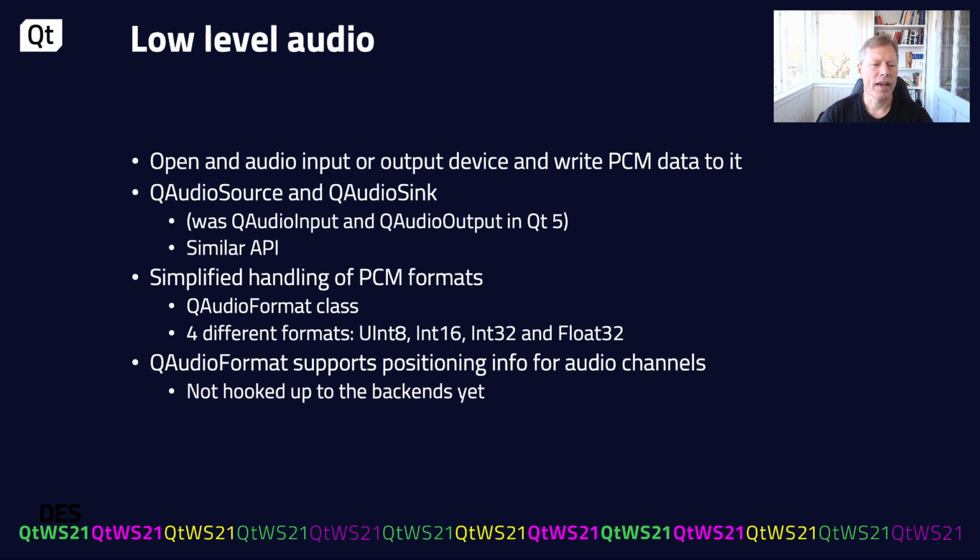We've simplified the handling of PCM formats using the QAudioFormat classes, and we're supporting 4 different formats right now: 8-bit unsigned integers, 16 and 32-bit signed integers, and 32-bit floating point PCM data. QAudioFormat also supports positioning information for the audio channels, something that is not yet hooked up to the backend. We have that in the front-end APIs, but that will come in subsequent releases.